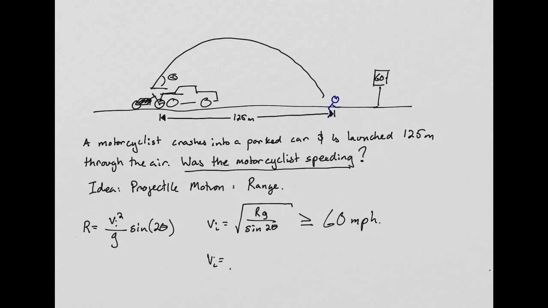Vi is equal to the square root of 125 meters times 9.8 meters per second squared, divided by the sine of twice 45 degrees. Going through that, we get 35 meters per second as the initial velocity. We need to turn meters per second into miles per hour. To do that, we will go ahead and go through with a full conversion.